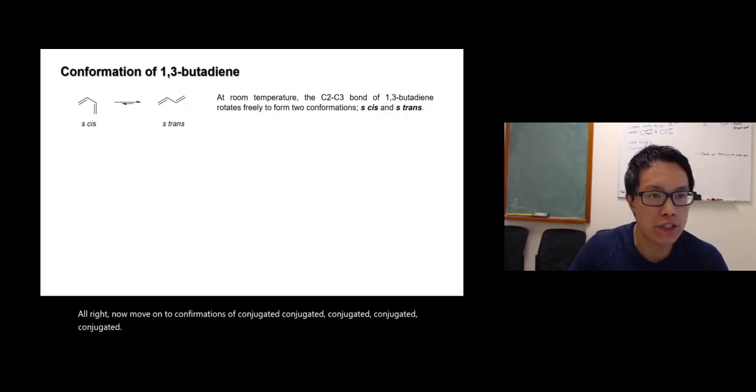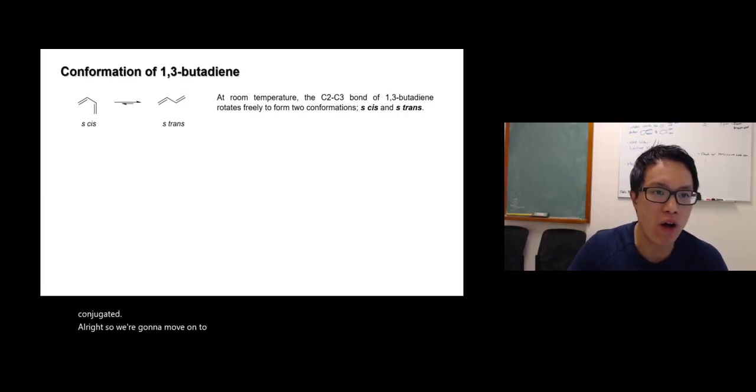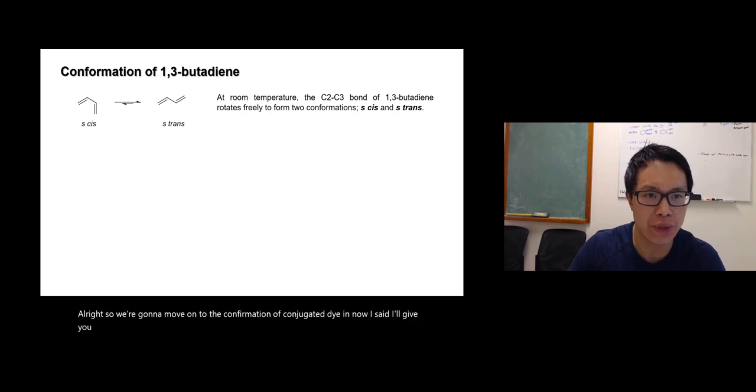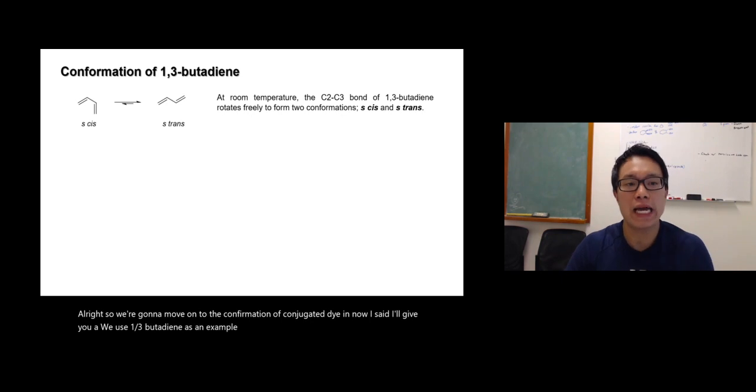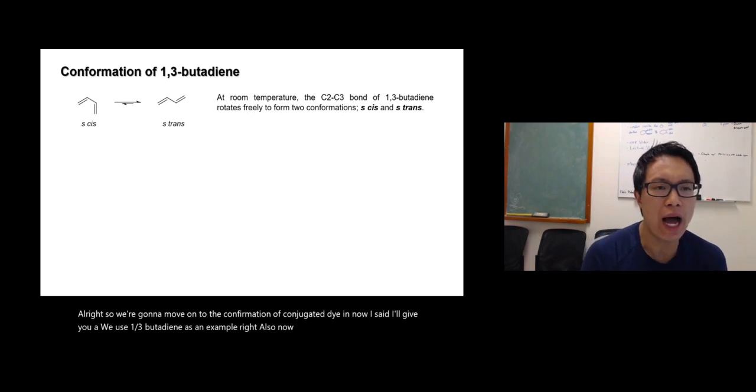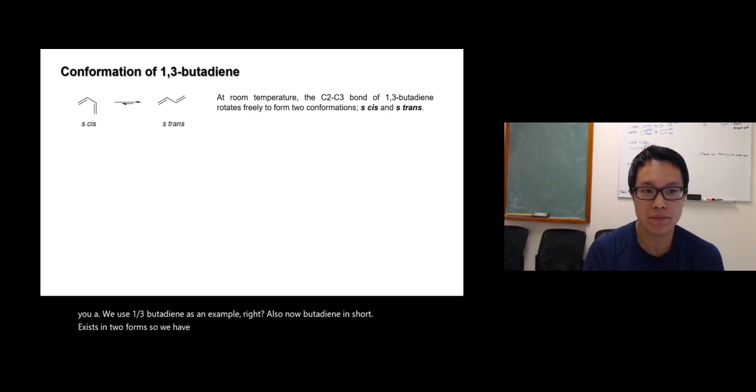All right, so we're going to move on to the conformation of conjugated diene. I'll use 1,3-butadiene as an example. Butadiene, in short, exists in two forms: we have S-cis and S-trans.